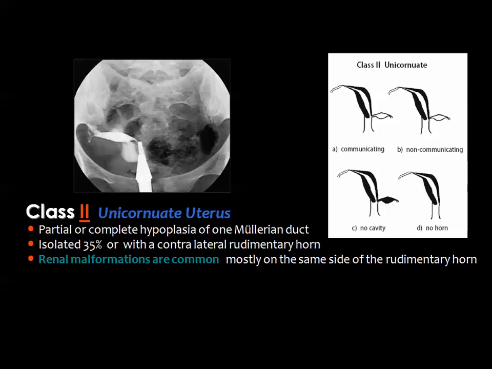If the cornu is connected to the uterine cavity, it will fill with contrast material during hysterosalpingography. But if not, and you see here only one uterine cornu, you may expect that there is no other cornu at all, or the cornu is present but it is not connected to the uterine cavity, and this information is only obtained by MRI or by the transvaginal ultrasound. In many cases, in this congenital anomaly, you get some renal malformations as well.